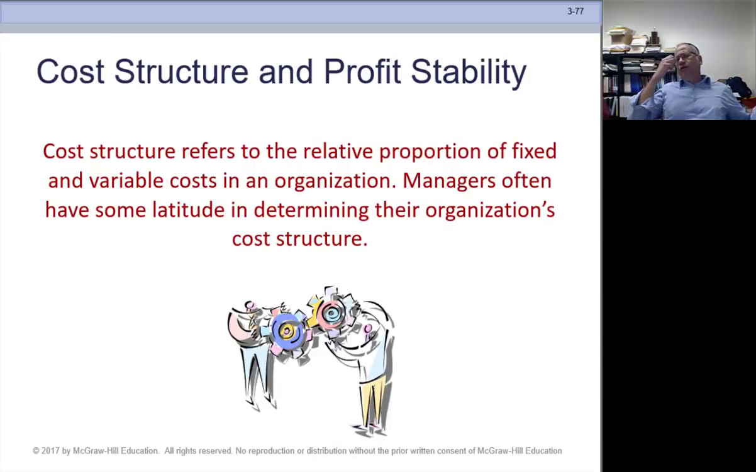Cost structure refers to the relationship between fixed cost and variable cost. And this is extremely important because you have some businesses that are very heavy on the fixed costs and some businesses that are very heavy on the variable costs. And the heavier you are in fixed costs, the greater your what's called leverage, operating leverage, and therefore the greater your risk.